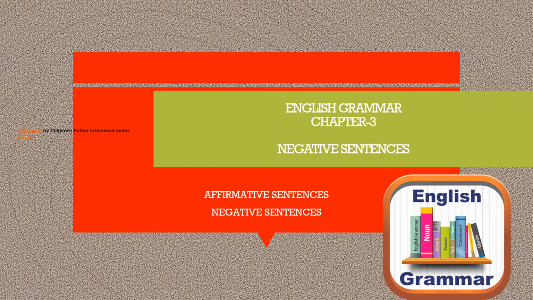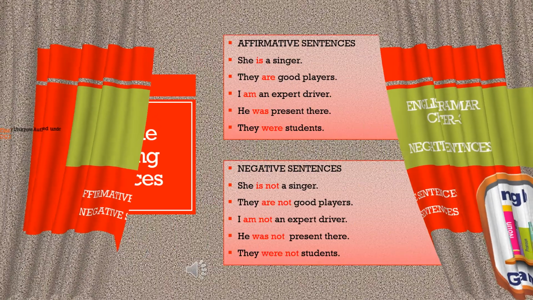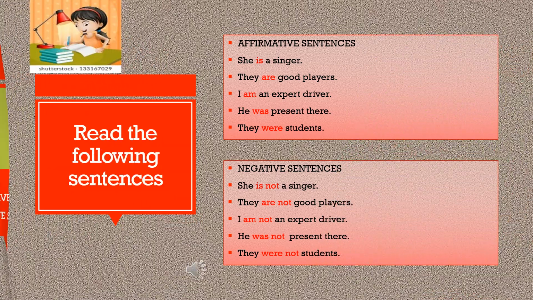Today we will read chapter 3, that is negative sentences. In negative sentences, we will study affirmative sentences and negative sentences. Have a look at these two types of sentences. One is affirmative sentences and the second one is negative sentences. So first of all, we will read affirmative sentences.